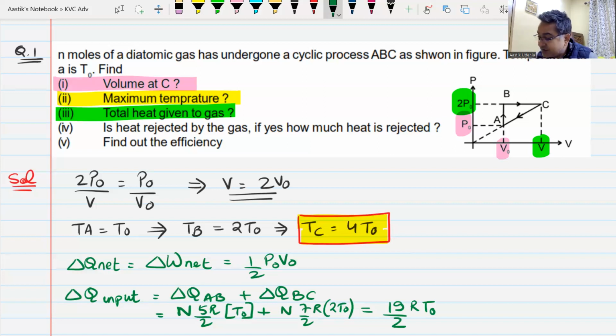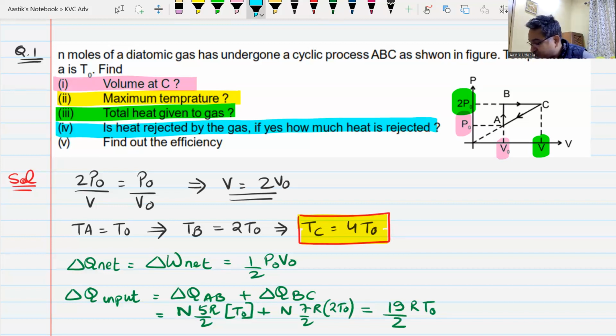Now you can find out the efficiency. You have to find out the heat rejected. How will you find out the heat rejected? You know the heat injected is 19/2. So you can find out the heat rejected. Yes or no? Yes, sir. Total heat is given. So heat injected minus net heat will give you heat rejected. Yes or no? Yes, sir.